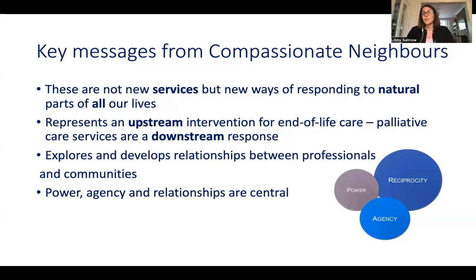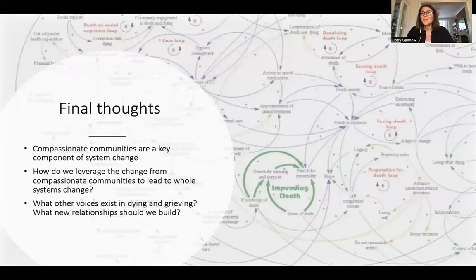It explores and develops the relationships between professionals and communities, and that's a really important thing to understand. As I mentioned before, power, agency and relationships are central. My final thoughts: compassionate communities are a key component of systems change, and they're one of the key ways that we're seeing those leverage points that I mentioned in that big seesaw beginning to really shift and change the way people understand death and dying, the way they respond to it, and the way healthcare responds.